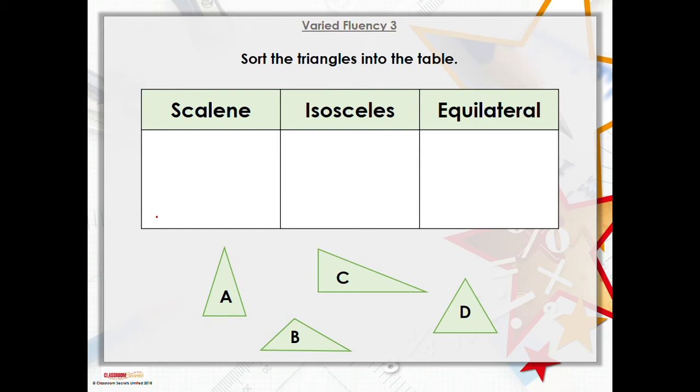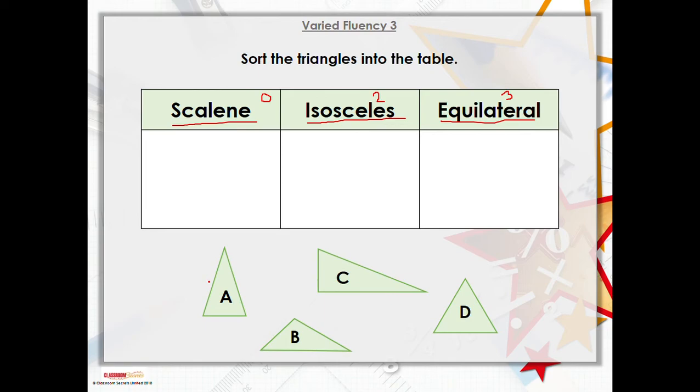Another question you might get is organising your triangles into the table above. And we've got the scalene, where 0 sides are the same length, an isosceles, where 2 sides of the triangle are the same length, and an equilateral triangle, where all 3 sides must be the same length.